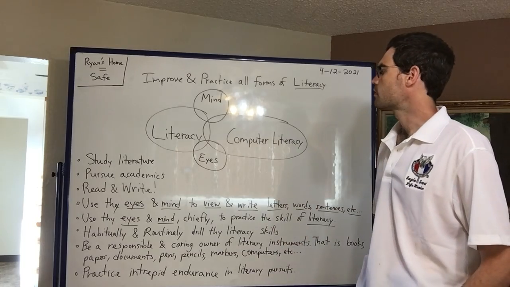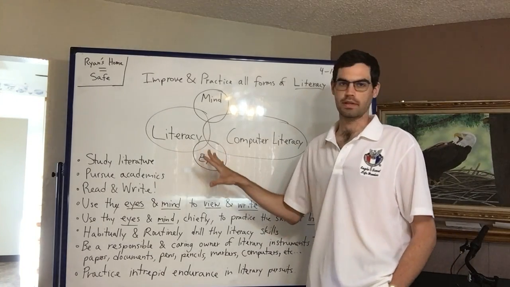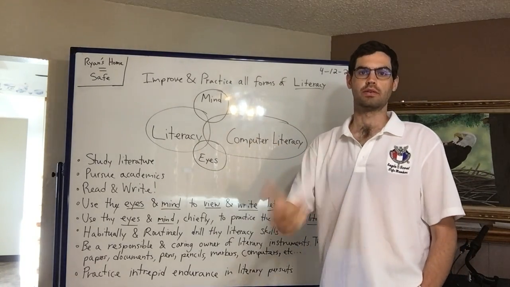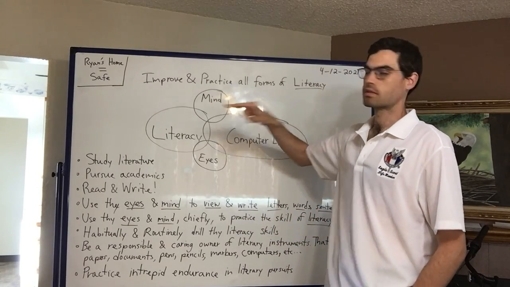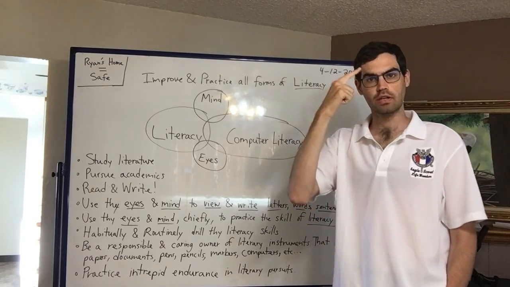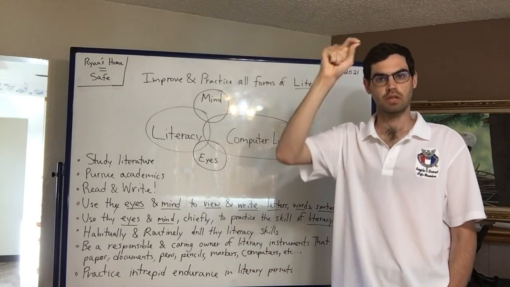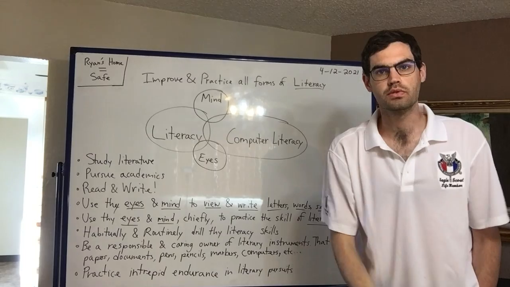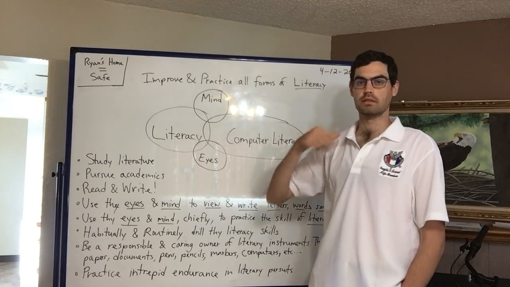So we've got a couple of components here that are important that are all part of literacy. There's the mind, right? You've got to use the mind to understand what you're reading, to understand how to write. You've got to use the mind to think and have ideas and thoughts of things to write, and then to actually write those things. So you've got to have a mind to do that.